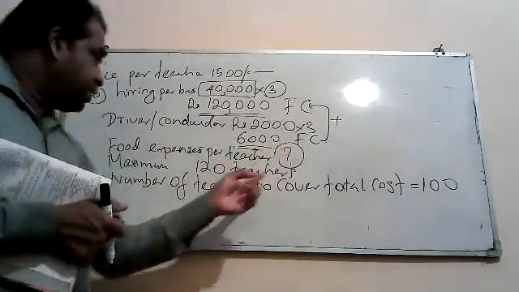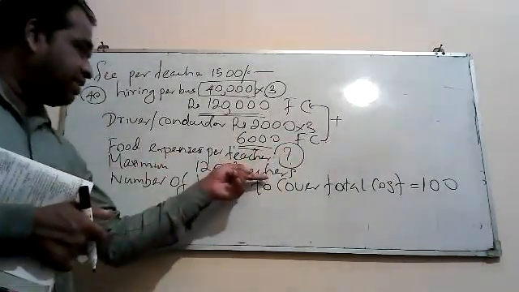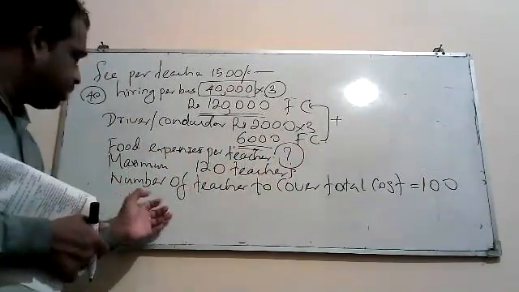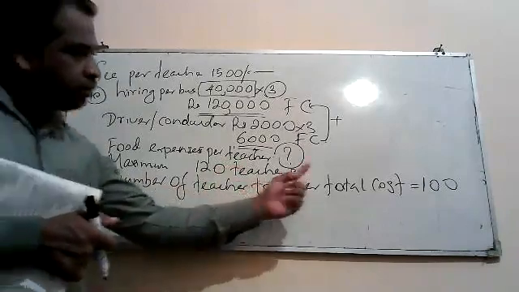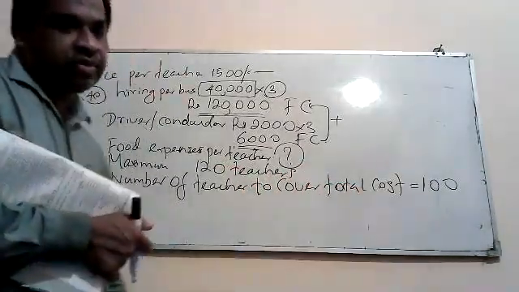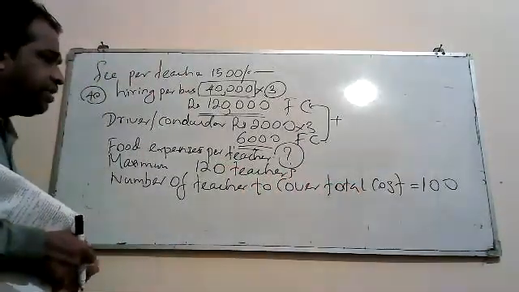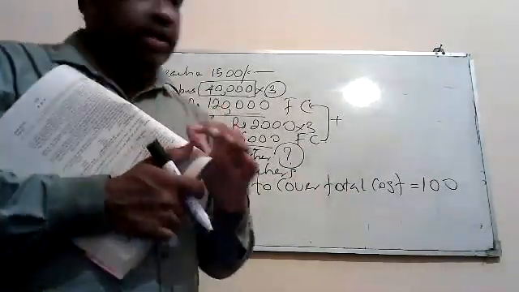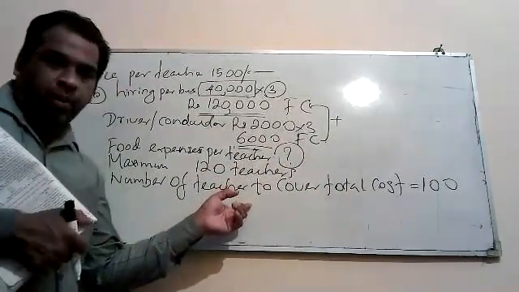Then food expenses per teacher, we are not given. We have to find that. Then the maximum teachers expected to take part in the trip is 120. Number of teachers to cover total cost is 100. That is, we discussed break even. We discussed the break even point.